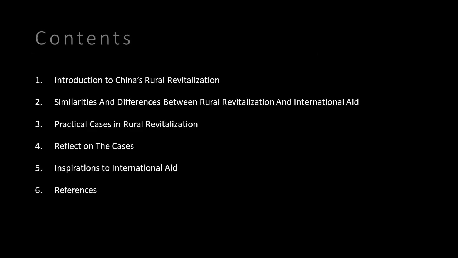The presentation has 5 main sections followed by the references. First, I'll briefly introduce the background of the rural revitalization in China. Then I'll compare it to international aid and discuss the similarities and differences between the two. After that, I'll show some cases in rural revitalization, mainly the retrofit of the villages, and then discuss what could be learned from those practical cases. And finally, I'll relate the findings back to international aid to suggest how aid could be inspired by the lessons learned in the rural revitalization practices.